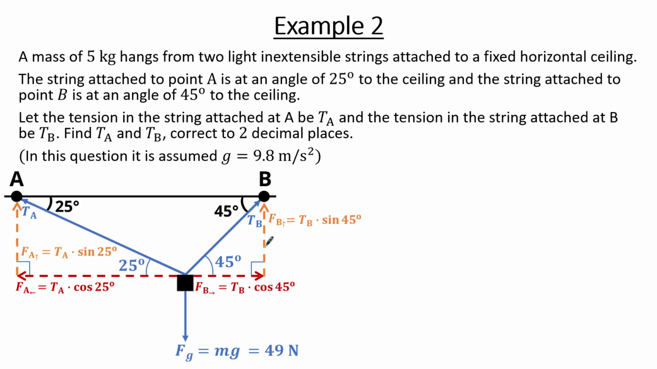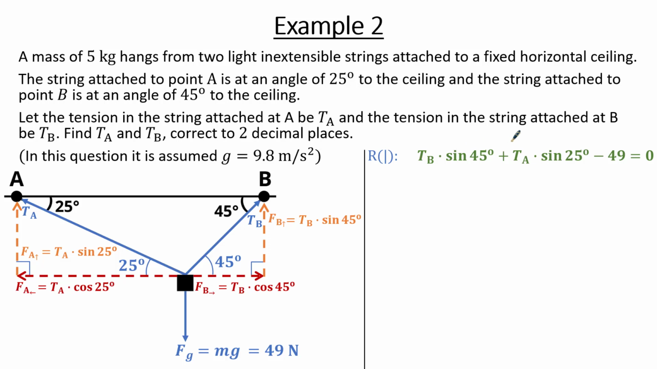So if we take this upwards direction to be positive, then TB multiplied by sine 45 degrees plus TA multiplied by sine 25 degrees minus 49 equals 0. And if we look at the question, since the mass hangs from the two strings, it must be in equilibrium. Then we just add 49 to both sides to get this equation here, and we call this equation 1.